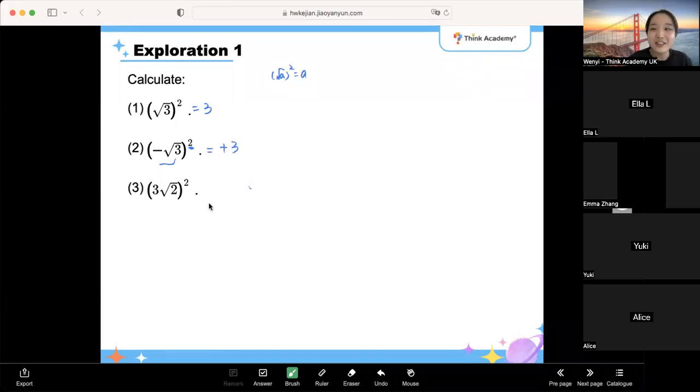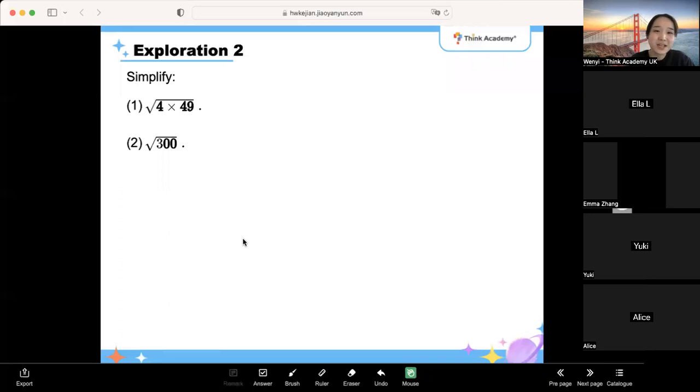And for the third question, this is 3 root 2 to the power of 2. We can write it more clearly as 3 times root 2 times 3 times root 2. And then we multiply rational numbers by rational numbers, surd by surd. We get 3 times 3 equals 9, times root 2 times root 2 which is 2, so the final answer is 18. It's a very easy question, right?